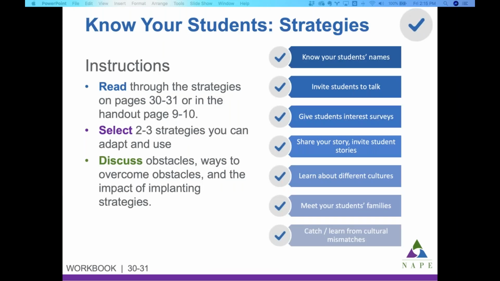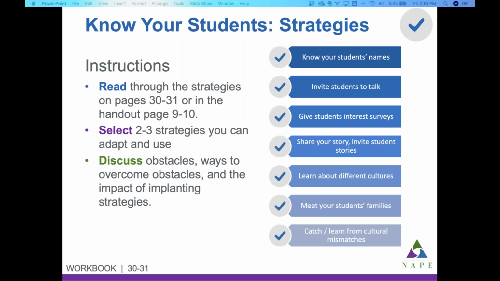Now let's look at some strategies for how we can better get to know our students. This is in the handout, pages 9 to 10, or in the book, pages 30 to 31. The first thing, and the most important on this list, is to know your students' names. Come up with whatever strategy you need to learn your students' names: have them wear name tags, big and bold, that you can see, or have them set up table tents in front of them in the classroom.